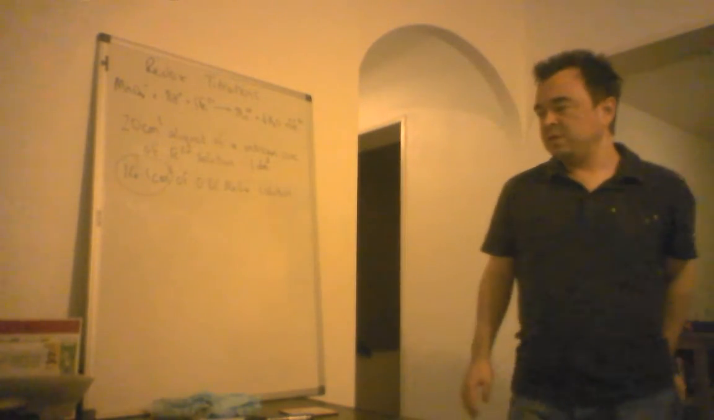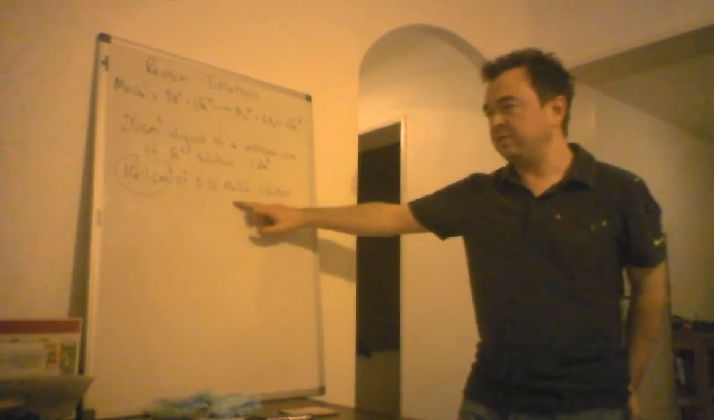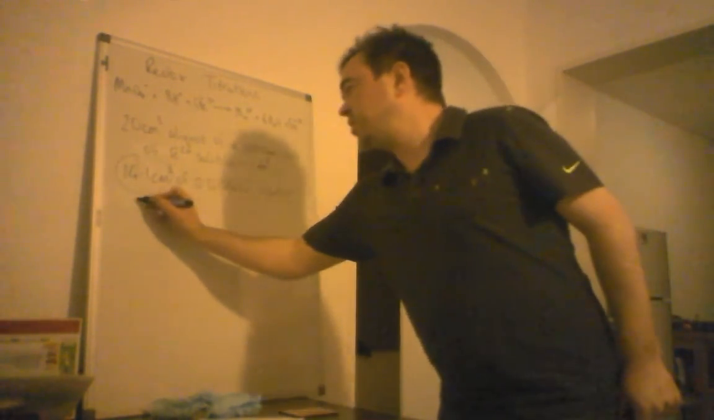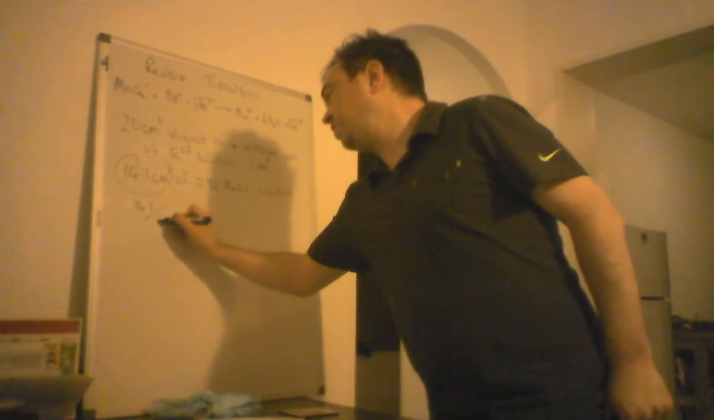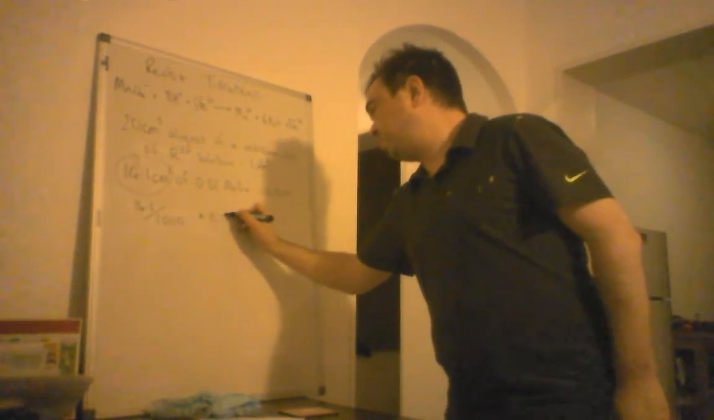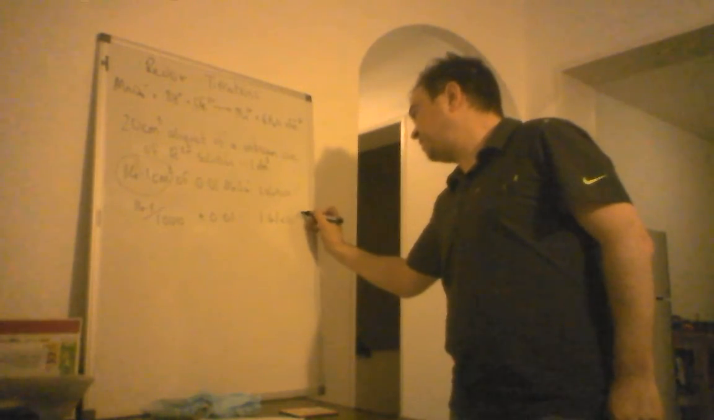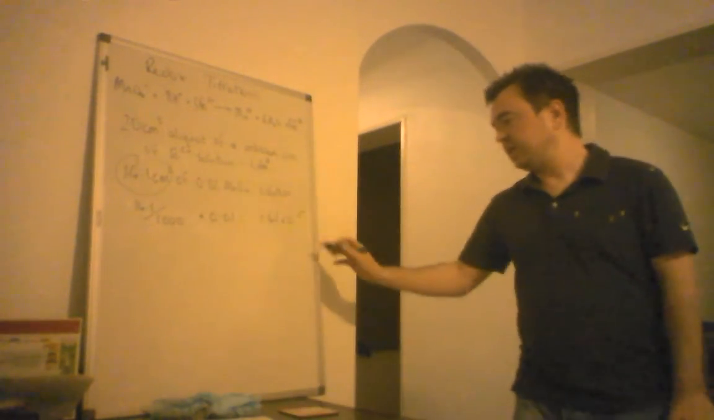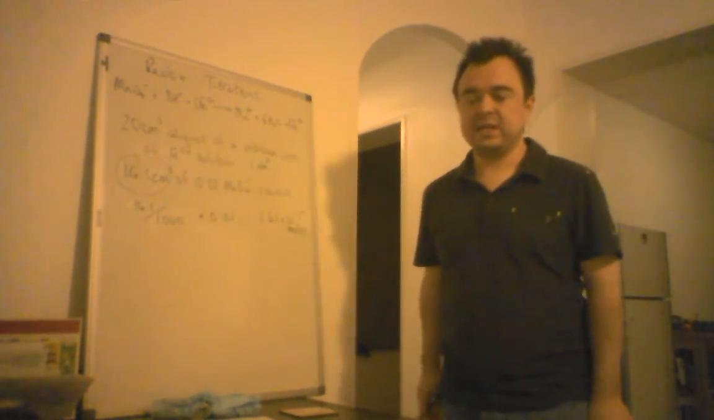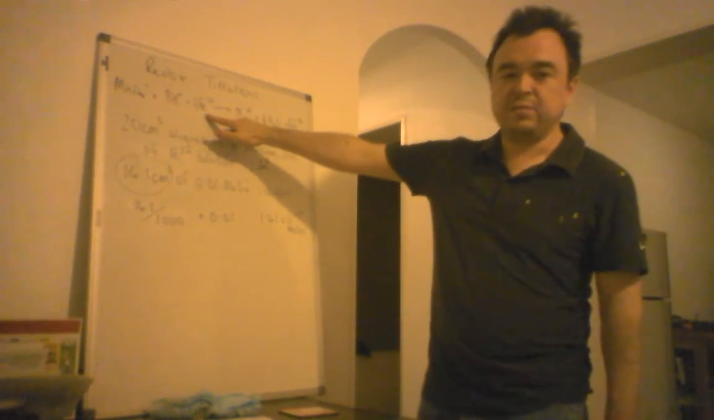Alright, so what we're going to do next is work out how many moles of MnO4- have reacted. Okay, and to do that, we do the volume in decimetres cubed, so 14.1 over 1,000, times the concentration, 0.01, and that would be 1.41 times 10 to the -5. So that's the number of moles of MnO4- that reacted.